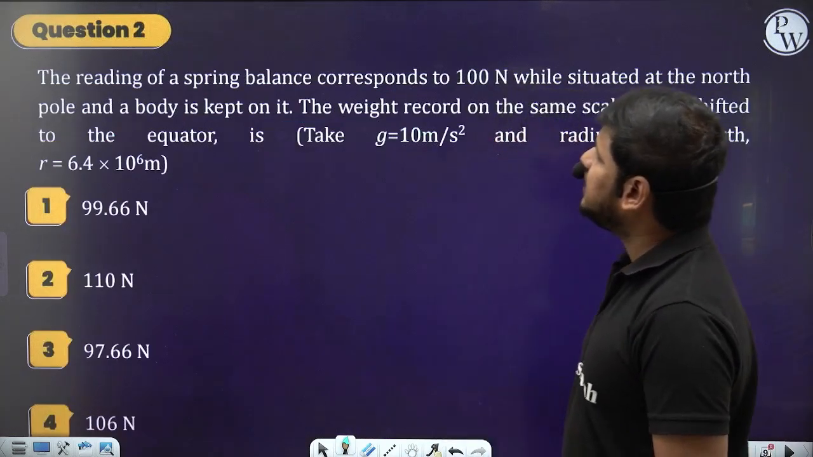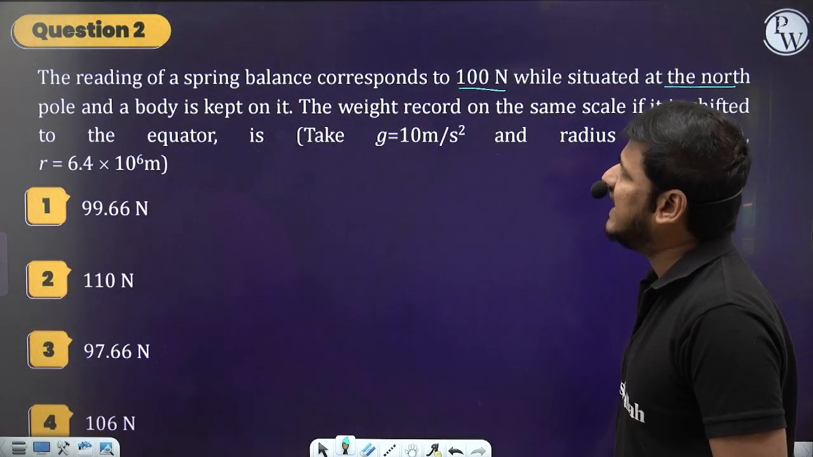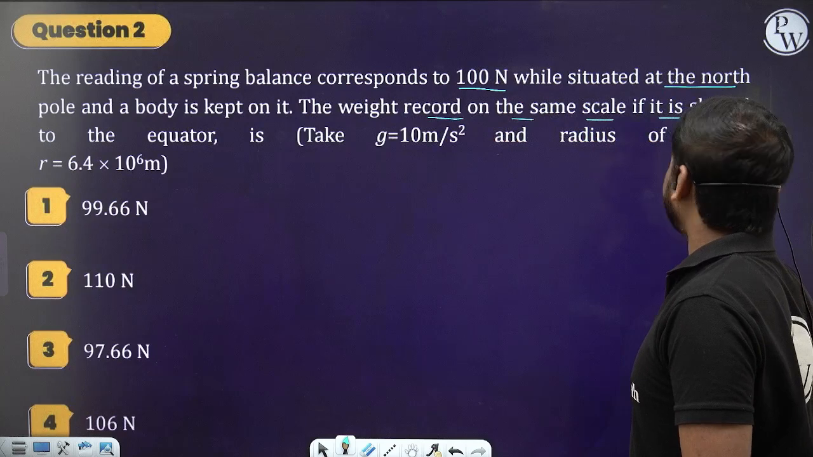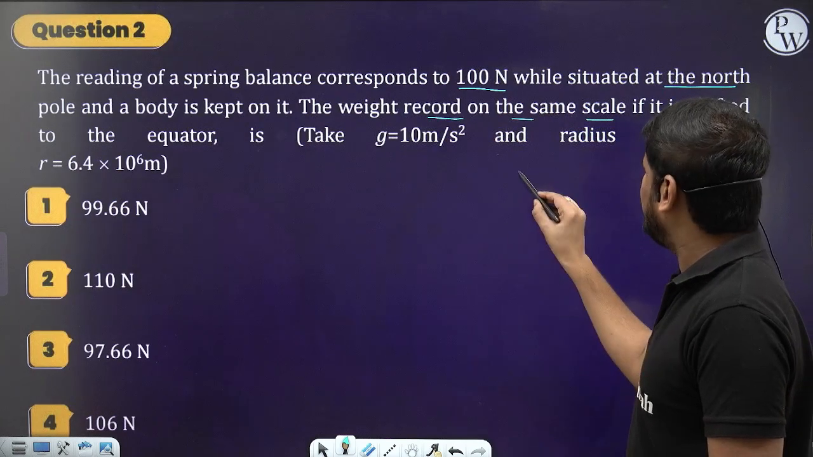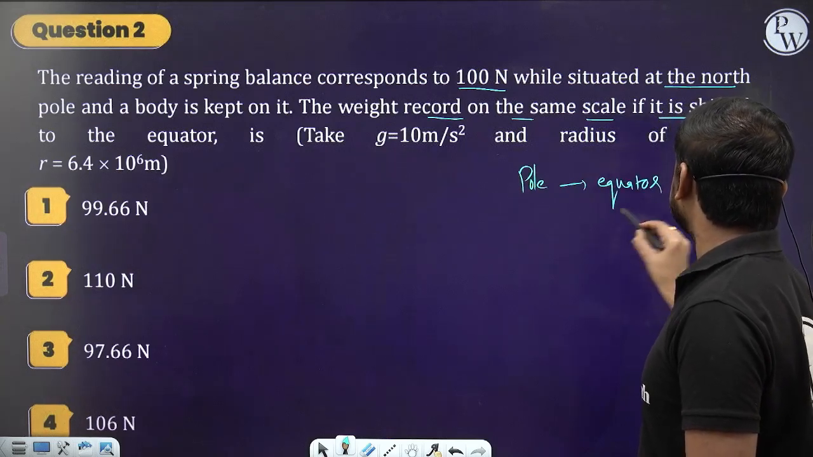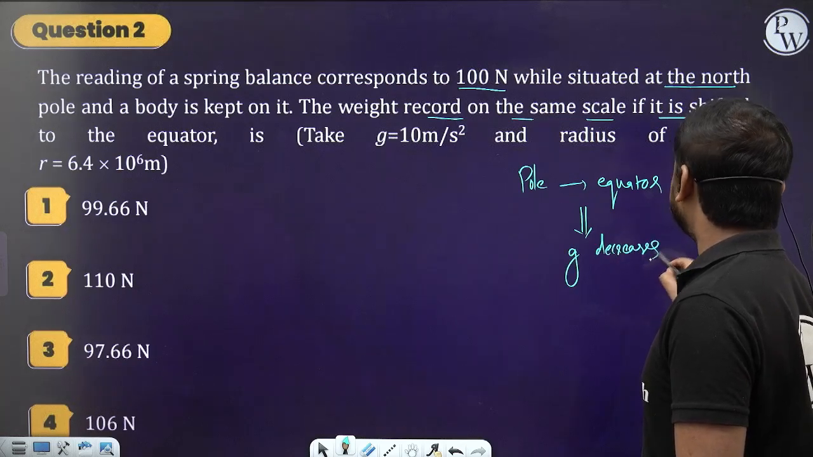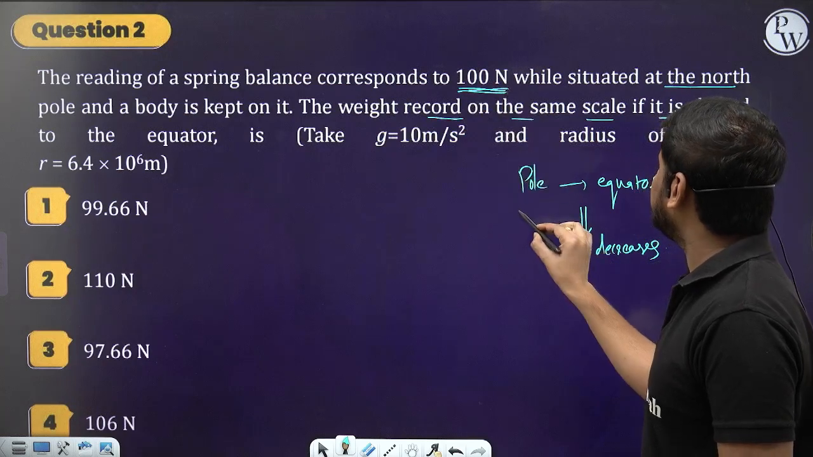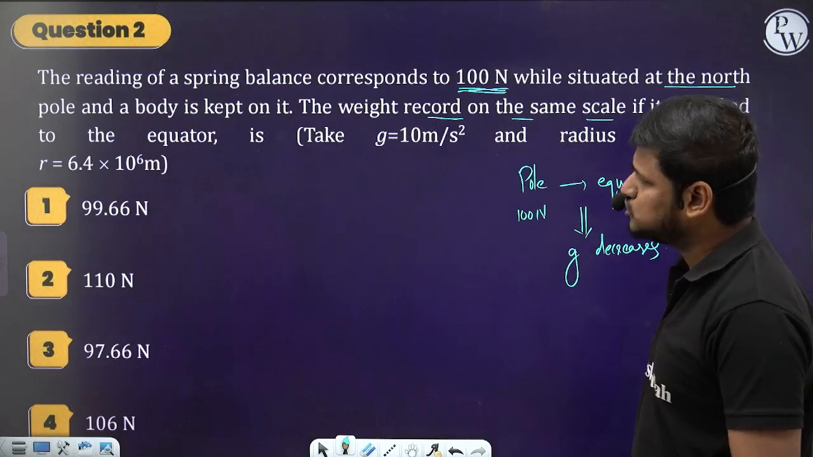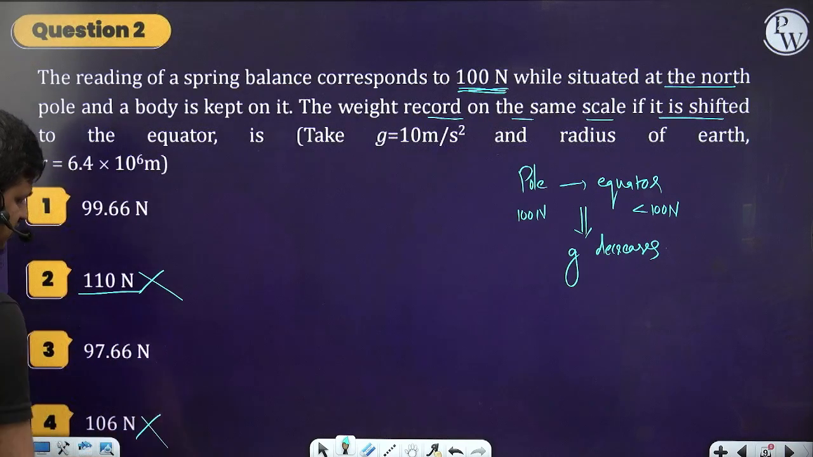The reading of a spring balance corresponds to 100 newtons while situated at the North Pole, and a body is kept on it. What will be the reading on the same scale if it is shifted to the equator? See, from pole to equator the g value decreases, so obviously the weight should decrease. The first thing is, at the pole it is 100 newtons, so here it should be less than 100 newtons. That's for sure. So can we cancel out any options? Option 2 you can rule out. Option 4 also you can rule out.